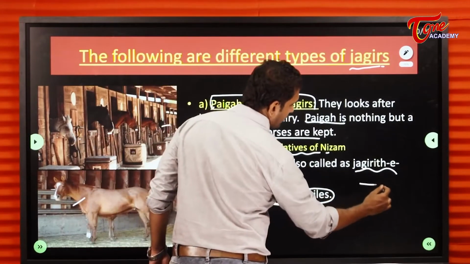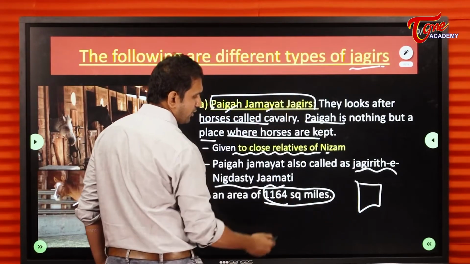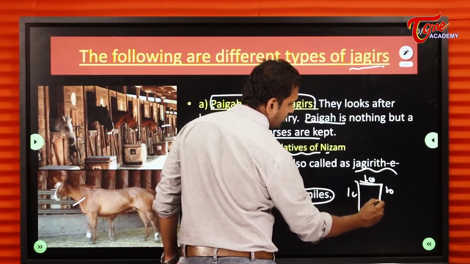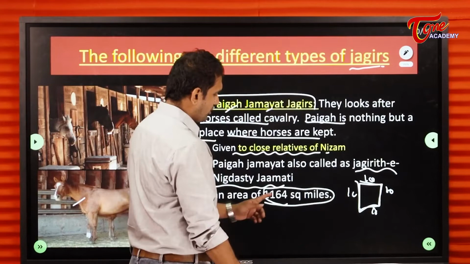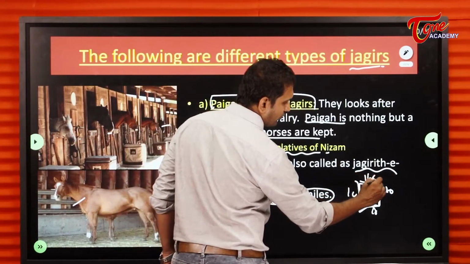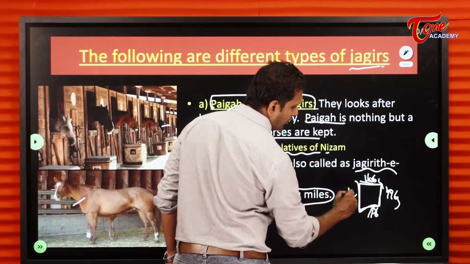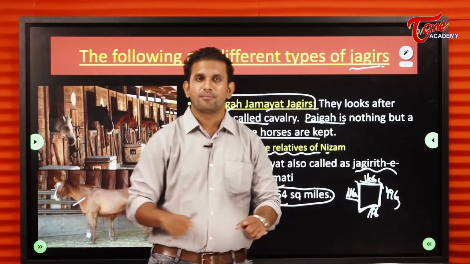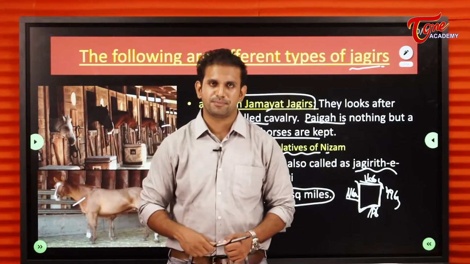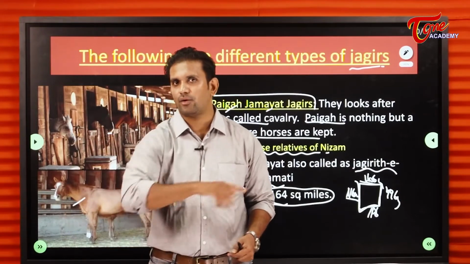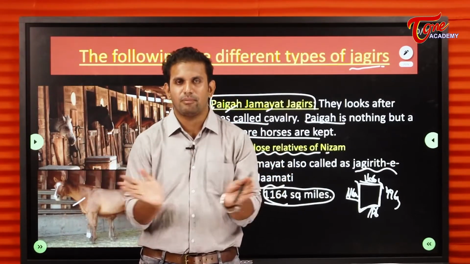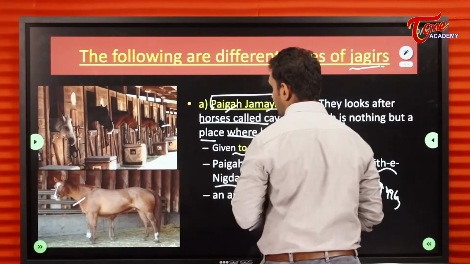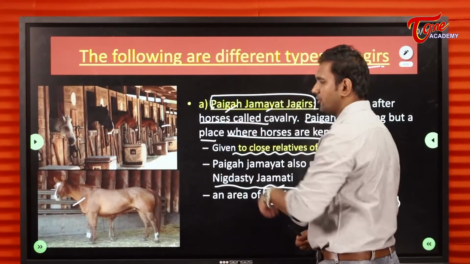Square means a box. For square miles, the total box should have the same miles in length. So 1164 square miles means the box should be equal in length on all sides. At the end, we can measure it and express it as a square. This is the first type.